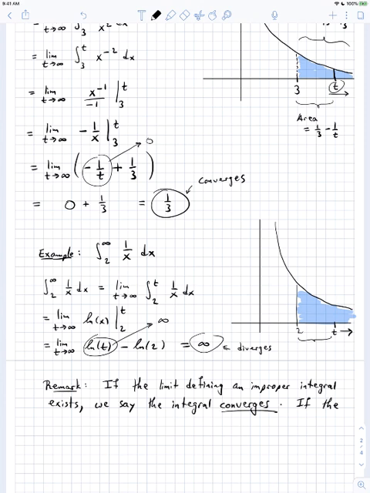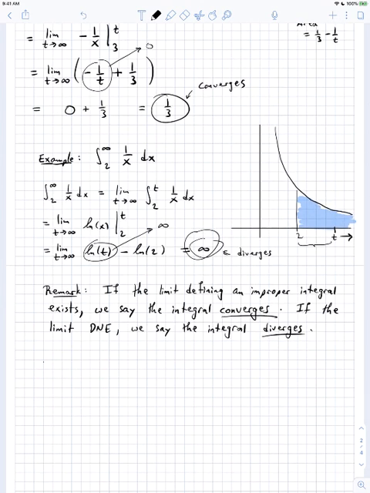If the limit does not exist, and that includes being equal to infinity, we say the integral diverges. So in our first example, the integral is finite, so the limit is finite, so the integral converges, and in the second, the limit is infinite, so that means the limit doesn't exist, so the integral diverges.